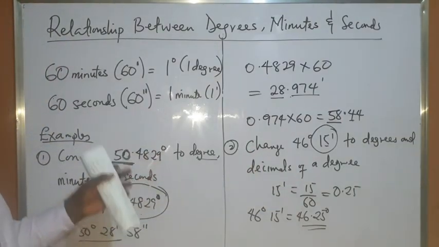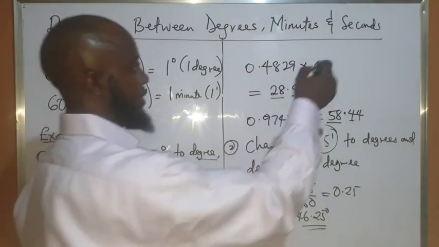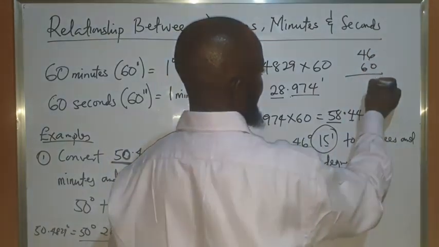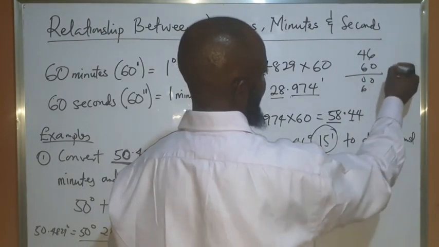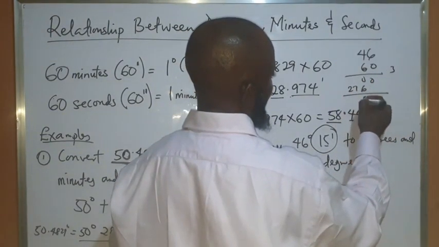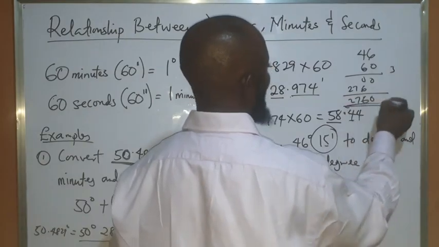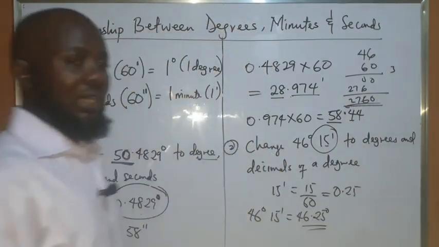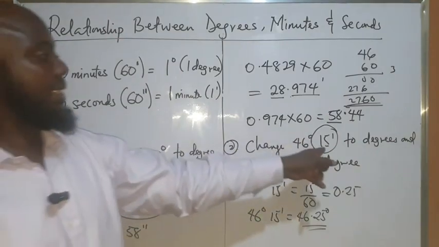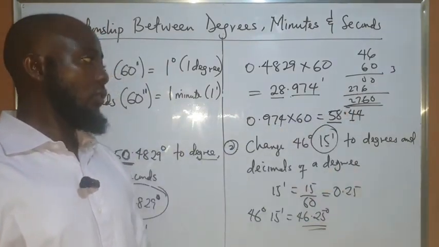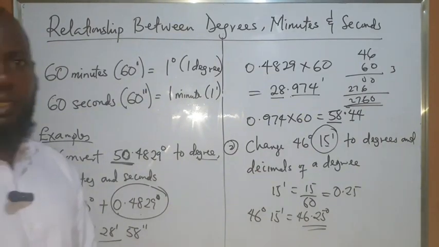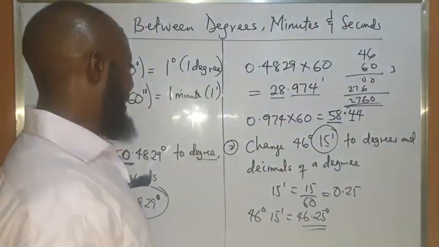So you have a very large number. That would be 46 multiplied by 60. So this would be what? 2,760 minutes. 2,760 minutes. Then we add these 15 minutes to it to give us 2,775 minutes. I hope that is very clear to you. Alright, so that is that on this one.